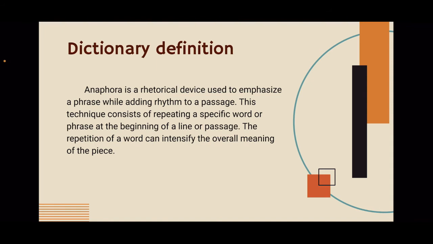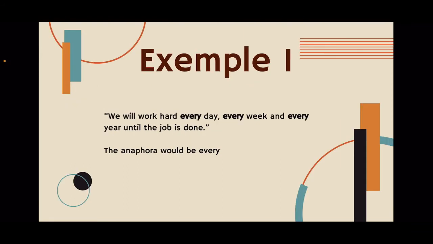Now, for me, I would say the definition is when someone would repeat the same word that means the same thing, but is for different things, multiple times in a few sentences. So here's an example. We will work hard every day, every week, and every year until the job is done. So the anaphora in this sentence would be every, since it is repeated for every day, every week, every year. But it means different things because day, week, and year are all different.